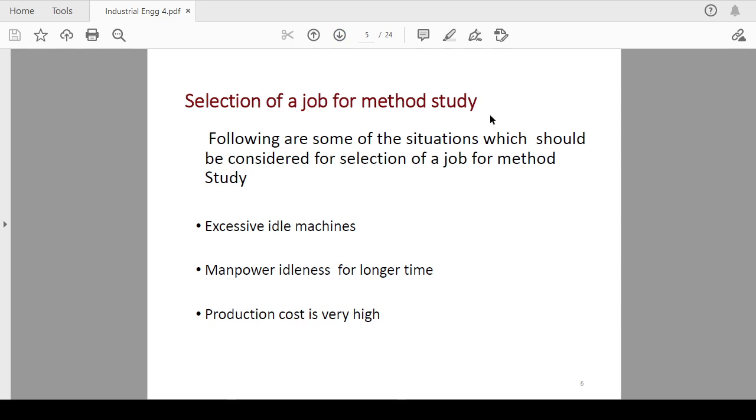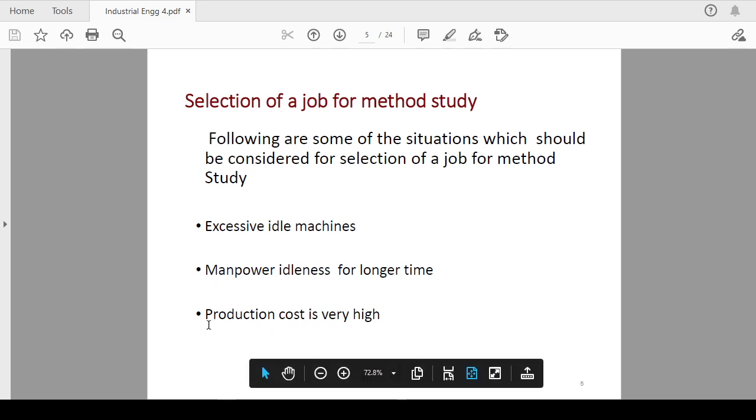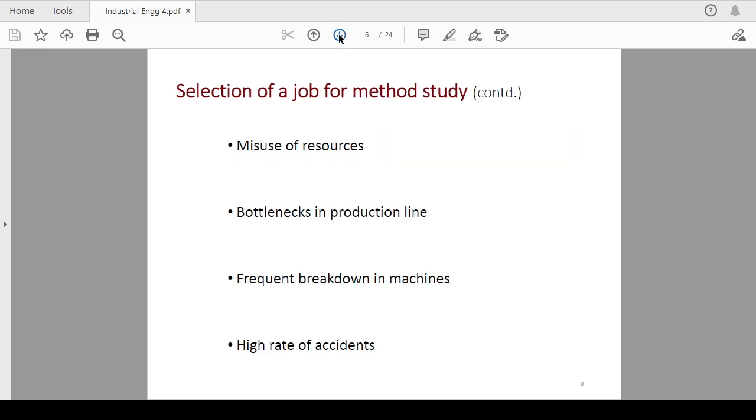For the selection of a job for method study, the following are some situations which should be considered: excessive idle machine time, manpower idleness for a longer time, and very high production cost. In these three situations we have to identify probable jobs which must be selected, and on which method study must be performed for the improvement of that particular process or job.